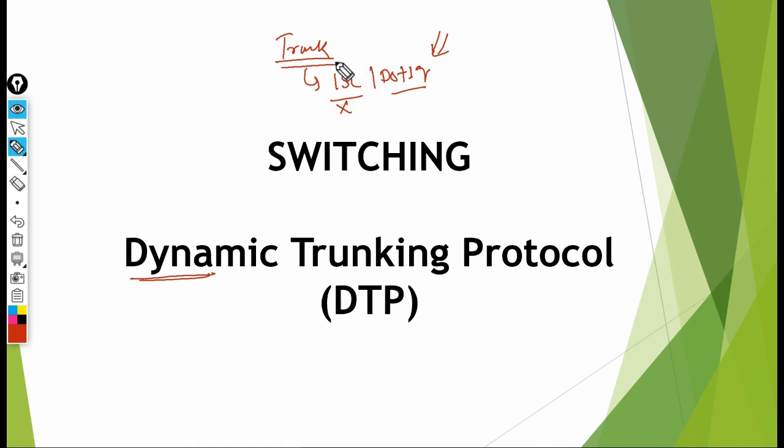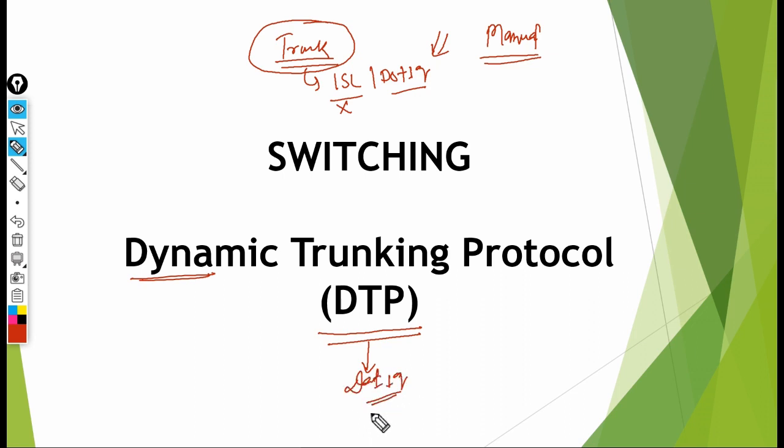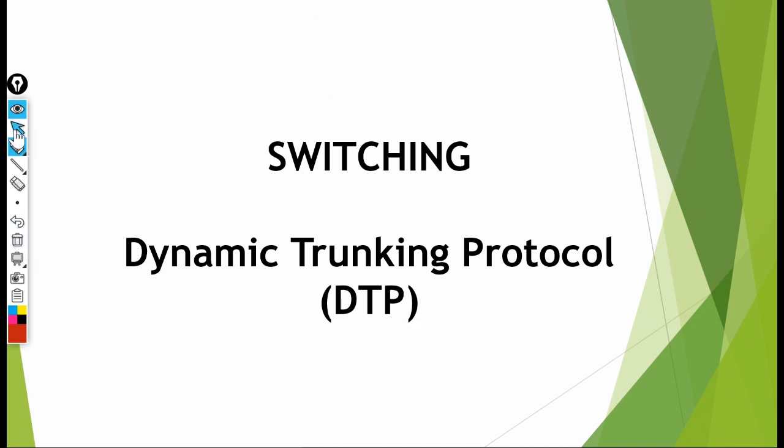When it comes to the trunk method which we have seen in our previous video, that is basically a manual method to form the trunk between the switches. We do have a dynamic way to form the trunk between the switches as well, and that's where we have the protocol known as Dynamic Trunking Protocol. DTP can form the trunk between the switches dynamically, and the protocol used here by default will be dot1q only. Let us try to understand a bit more detail about the same.